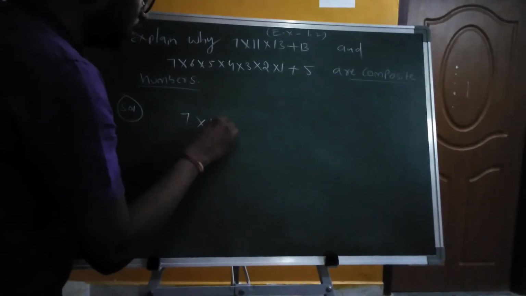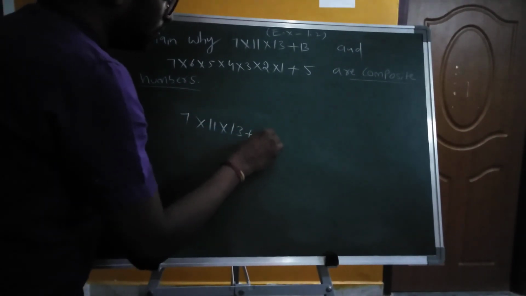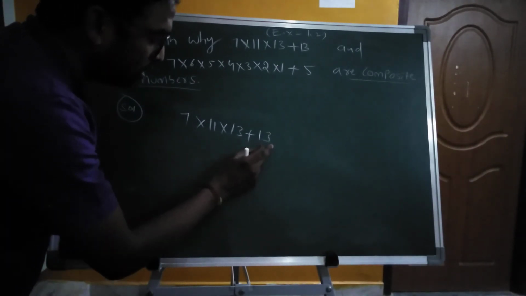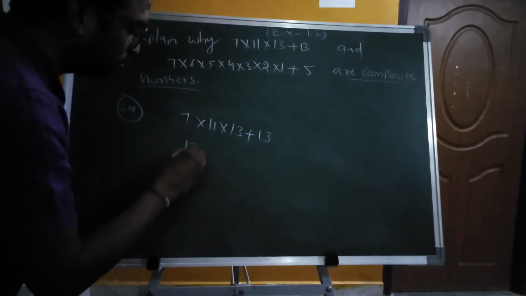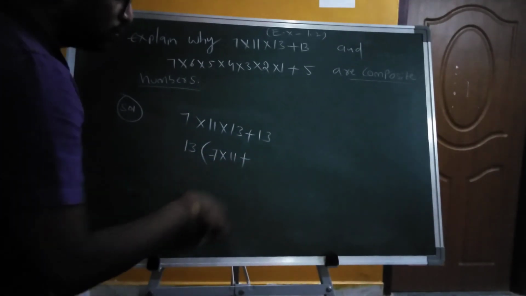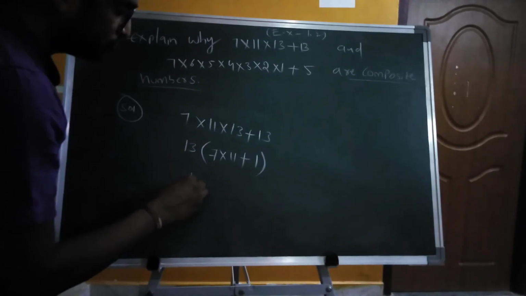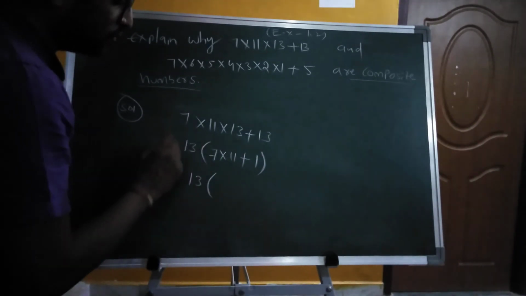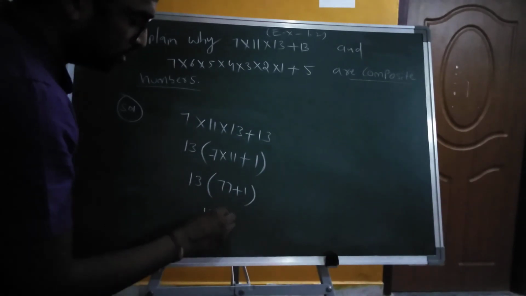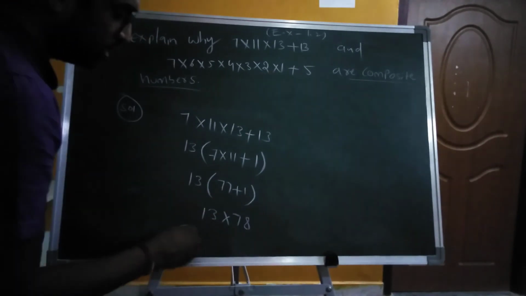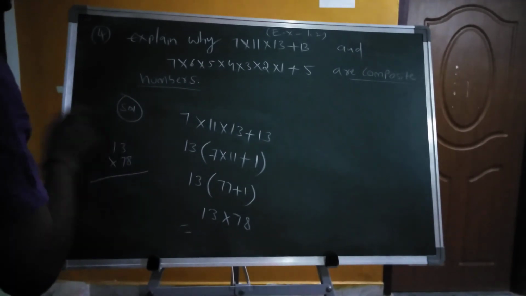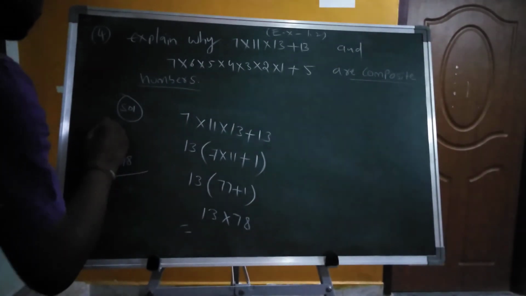7 into 11 into 13 plus 13, one number is given. In this, here 13, here 13. So that means 13 is common. That means 13 into (7 into 11 plus 1). 7 into 11 is 77 plus 1, that means 13 into 78. 13 into 78 is 1014.